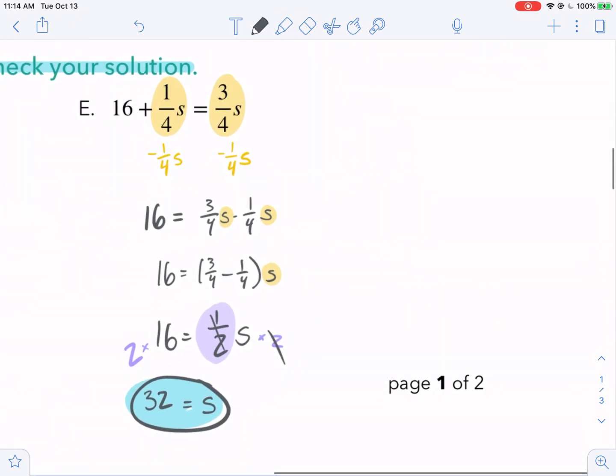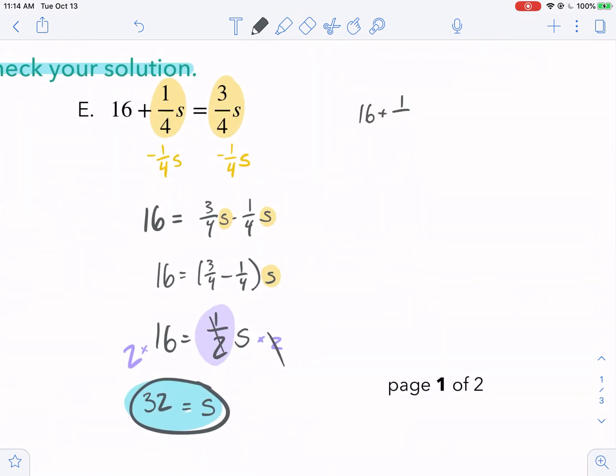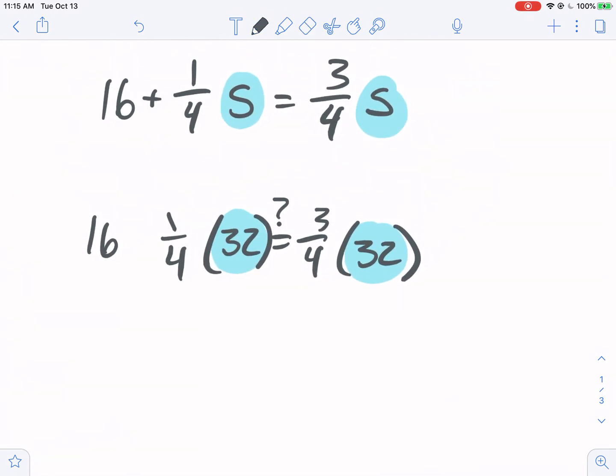Is it true that 16 plus 1/4 s equals 3/4 of s? Well, remember, we claim that s is 32. So let's plug 32 in for s and see, is that true? Is it true that 16 plus 1/4 of 32 equals 3/4 of 32? Well, 32 divided by 4 is 8. So we get 16 plus 8. Does that equal 3/4 of 32?